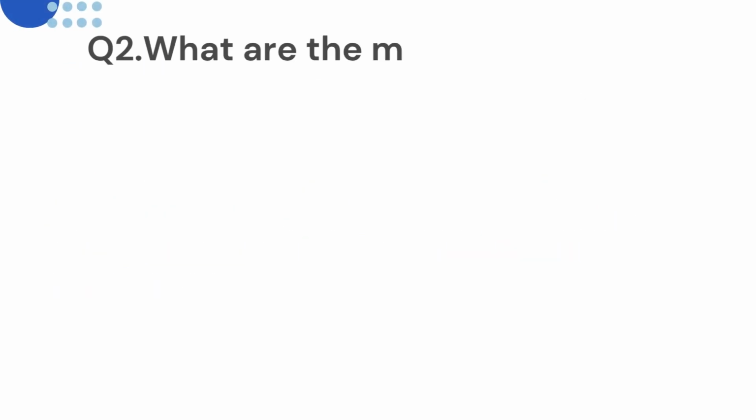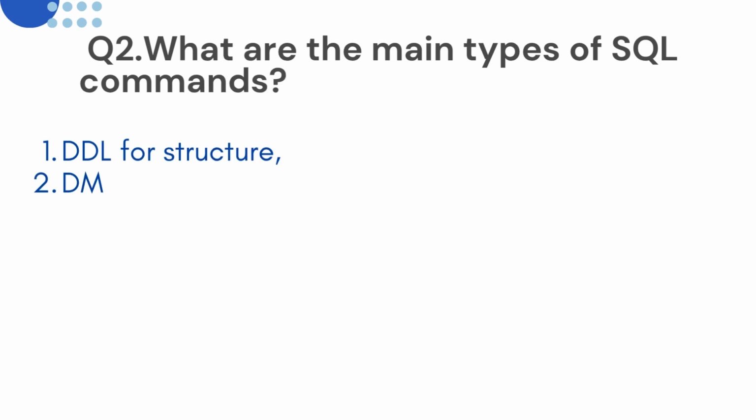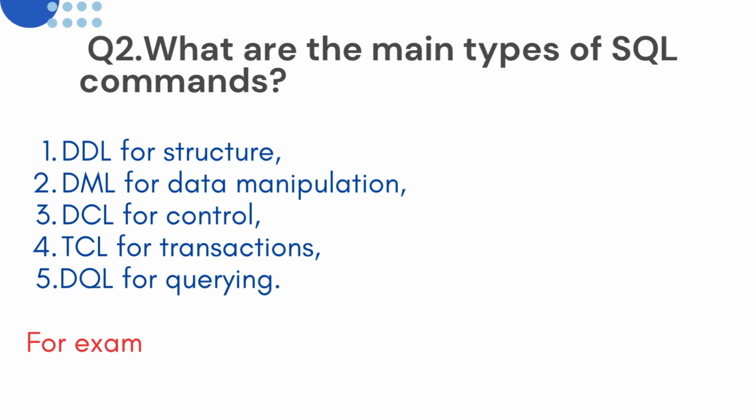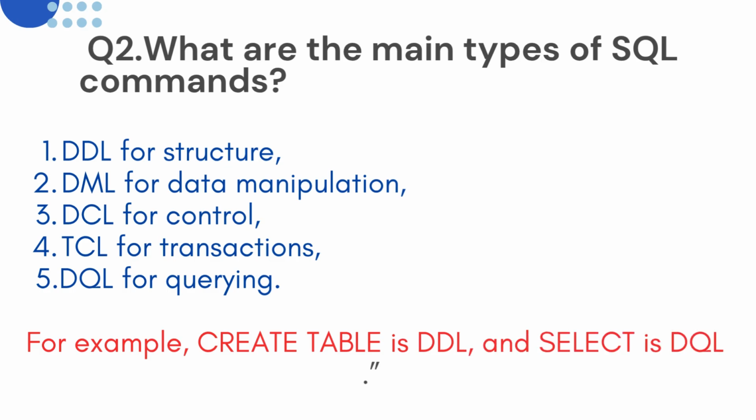So our next question is, what are the main types of SQL commands? They are DDL for structure, DML for data manipulation, DCL for control, TCL for transaction, and DQL for query. For example, create table is a DDL command and select is a DQL command.